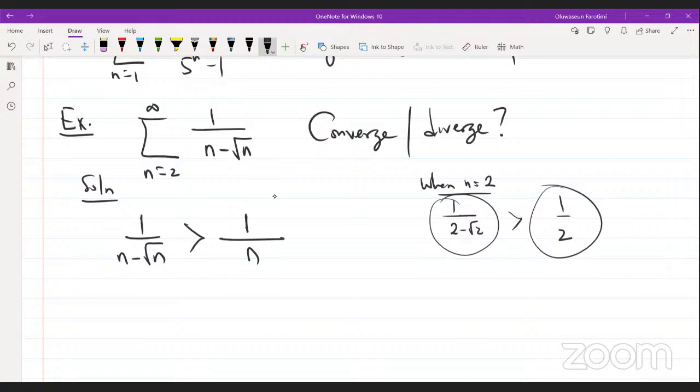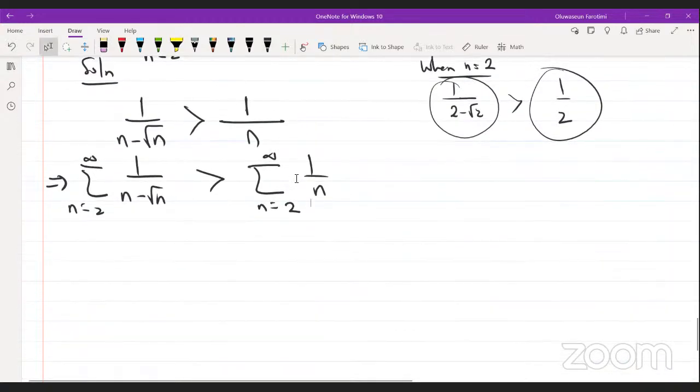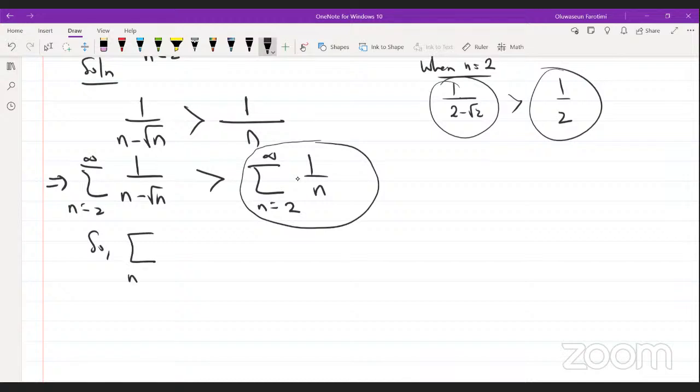Okay, nice. So again, I'm going to introduce my sigma notation. 1 over n minus square root of n is bigger than 1 over n. Okay, talk to me, guys. The job is done. So what kind of series is this guy? This is harmonic, guys. The sum from n equals 2 to infinity of 1 over n is a harmonic series. And what do we know about a harmonic series? Diverges.